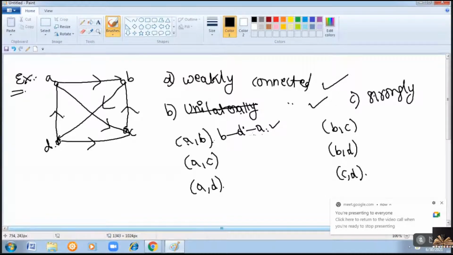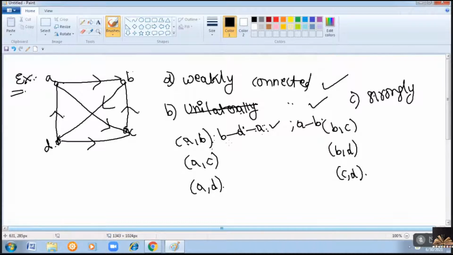Strongly connected means in both directions the vertices should be reachable. So here, when you consider this A, B pair, we have concluded that A is reachable from B. Let us see whether B is reachable from A or not. Can I reach B? Yes, you can reach B. How? A to B, there is an edge. Now consider A to C. So A to C is possible.